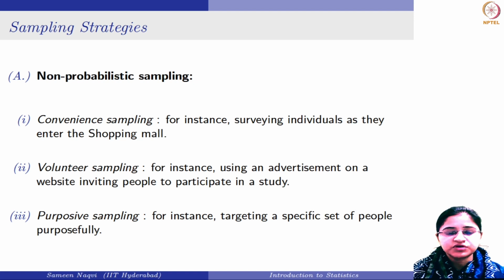So all these three are the common non-probabilistic sampling. Basically they get generated by taking a non-random sample from the population, because in each case you can see that you are collecting data based upon your convenience. Either somebody is volunteering for it or maybe you are doing it purposefully. So these three are basically done in a non-random fashion.